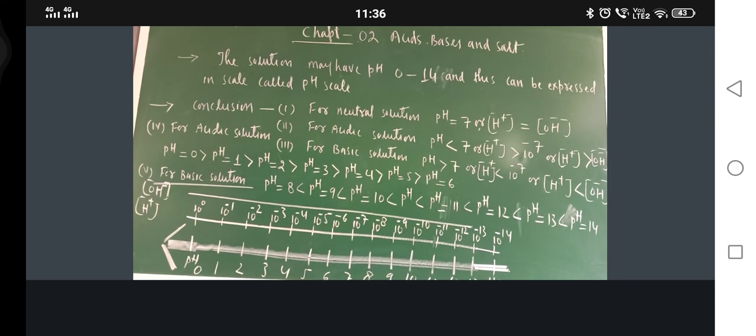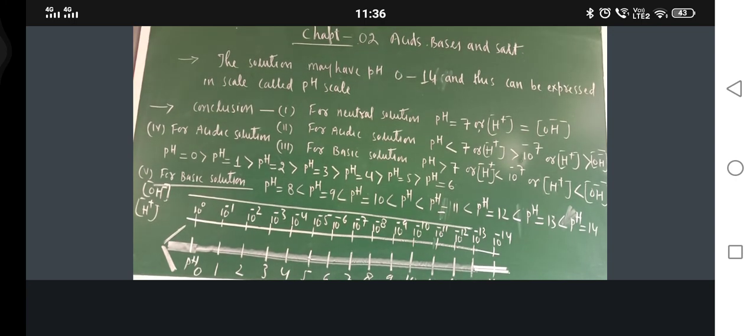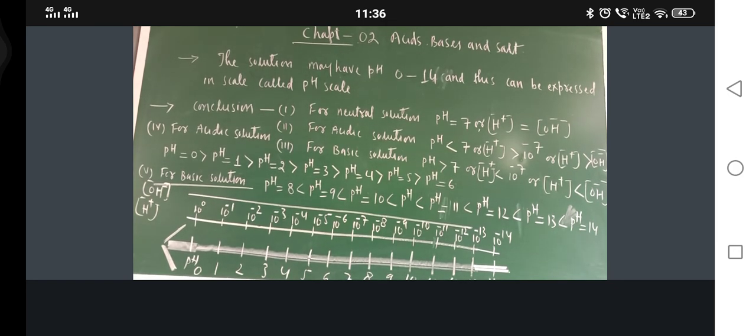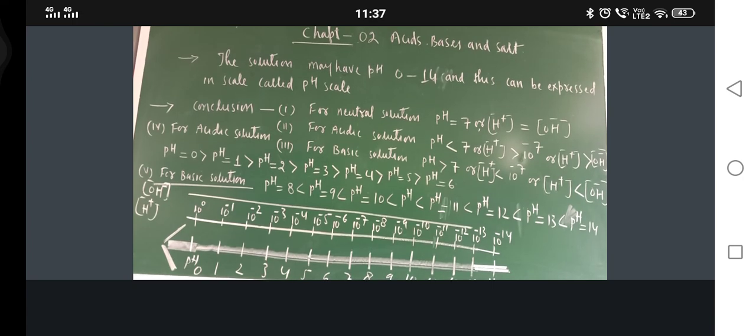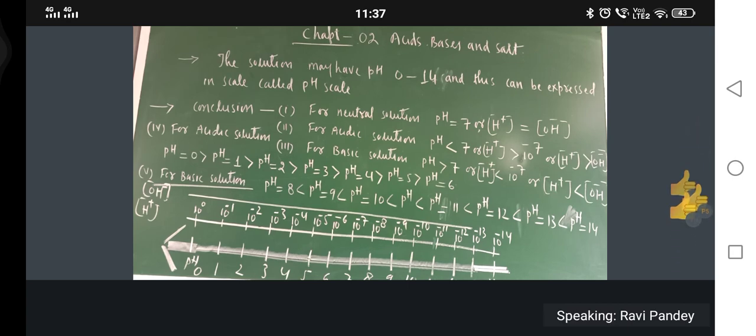Okay, so in the pH scale, don't worry, at the end I have made the scale also. First you try to understand, for a neutral solution what should be the pH? For a neutral solution pH should be 7. Okay, am I correct or not? Am I audible and visible to you? Okay. So what should be the pH? pH will be 7.